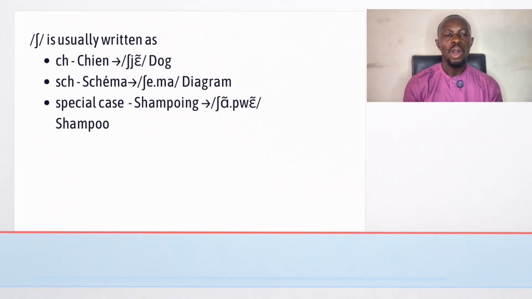For this one, with the English speaker, we'll call this one schwa. It's usually written as CH. So you say chien. So you can see our schwa sound is also in French. Anywhere you see SCH, you also pronounce it as this sound. For instance, we have schéma. And a special case, you can see it in shampoing.